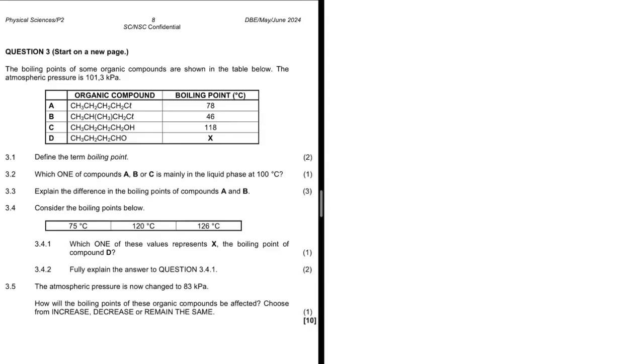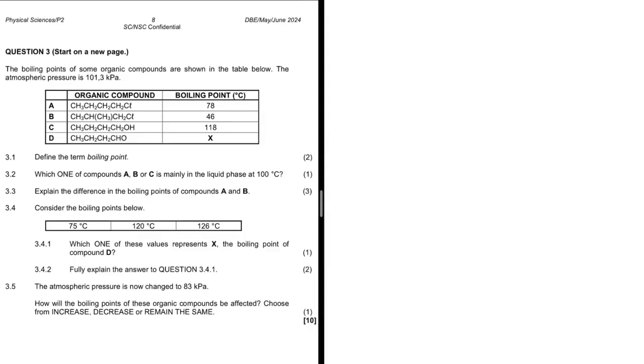What about 3.4 and 3.4.1? Let's go ahead and take a look. Consider the boiling points 75 degrees Celsius, 120 degrees Celsius, and 126 degrees Celsius. Which of these values represents X, the boiling point of compound D? So let's go ahead and take a look at compound D and see if we can make sense of this.